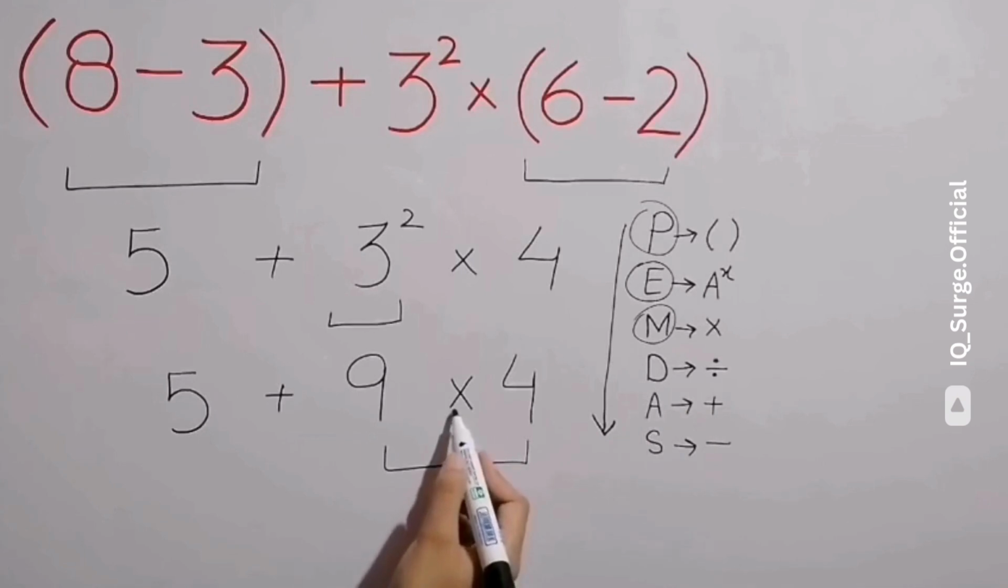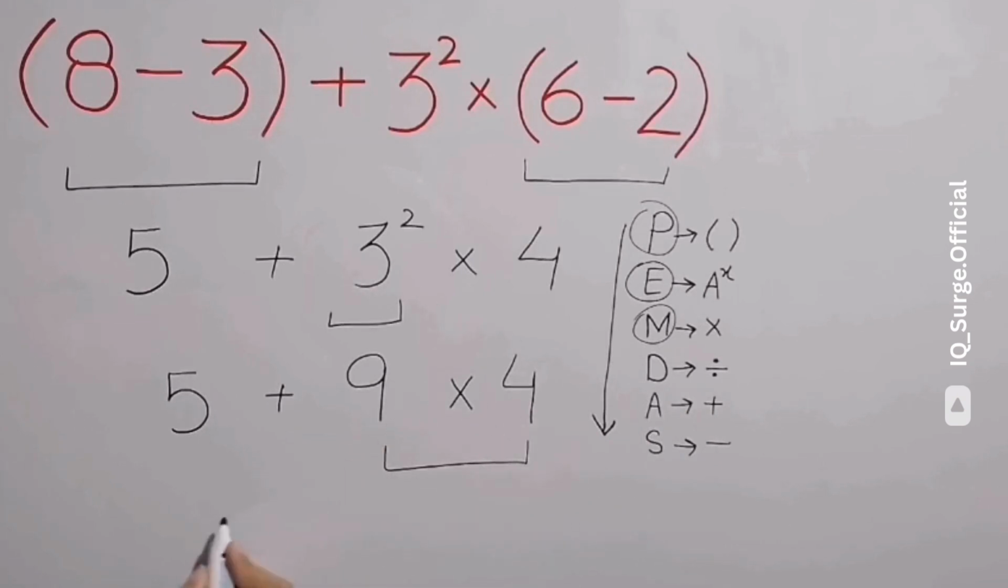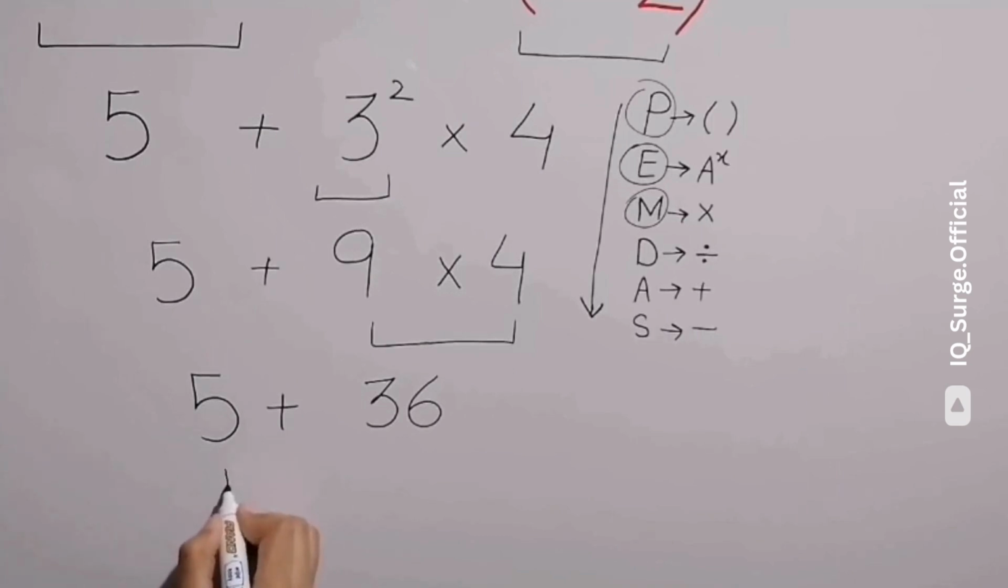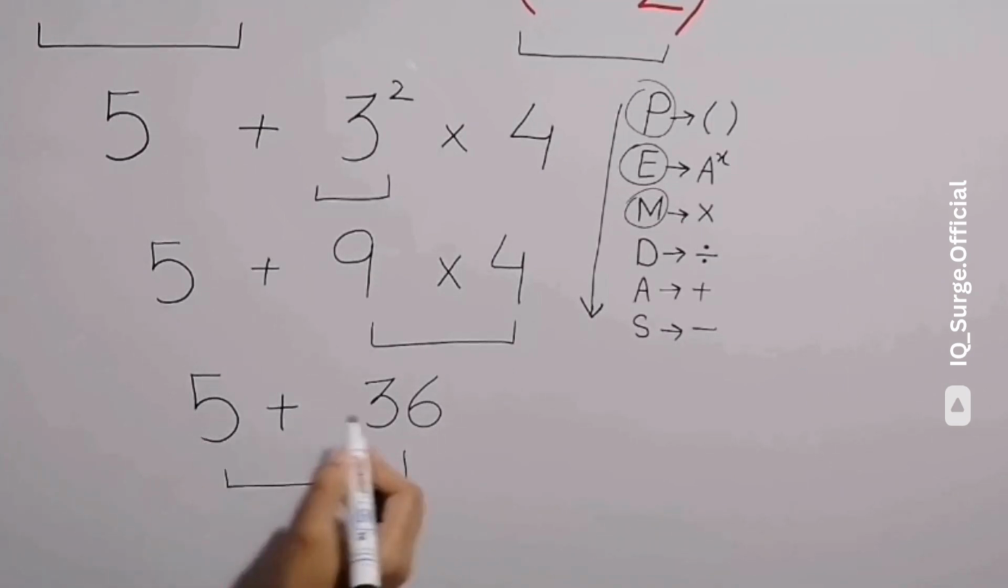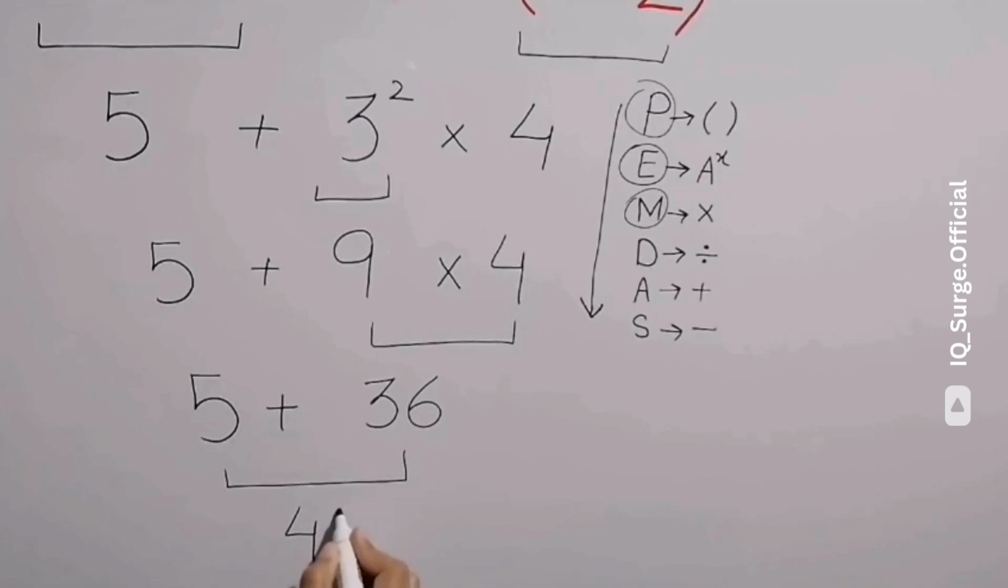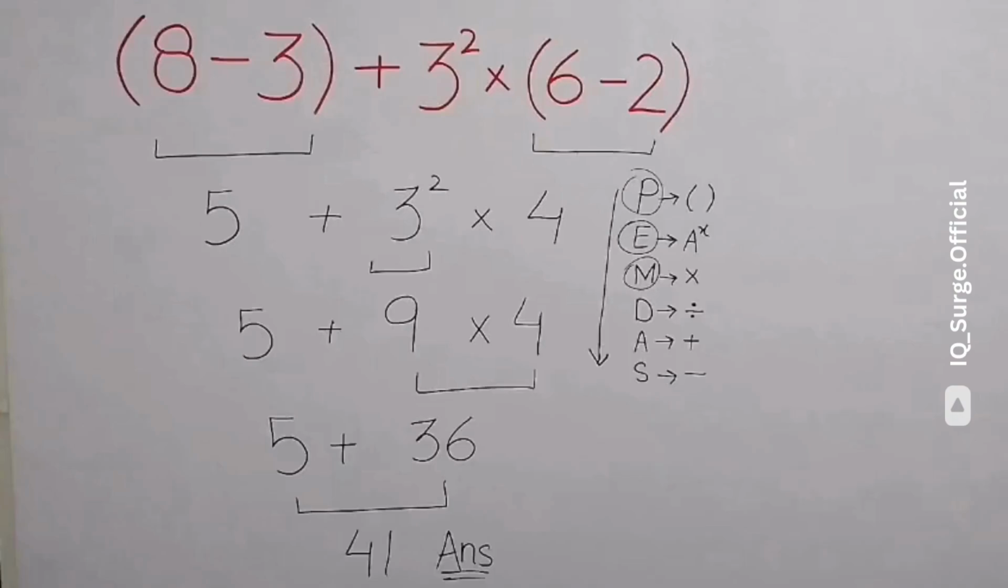We do the multiplication between 9 and 4, and this expression simplifies to 5 plus 9 times 4 equals 36. Then we perform the addition between 5 and 36, which ultimately gives us the answer 41. And this is the final answer to this problem.